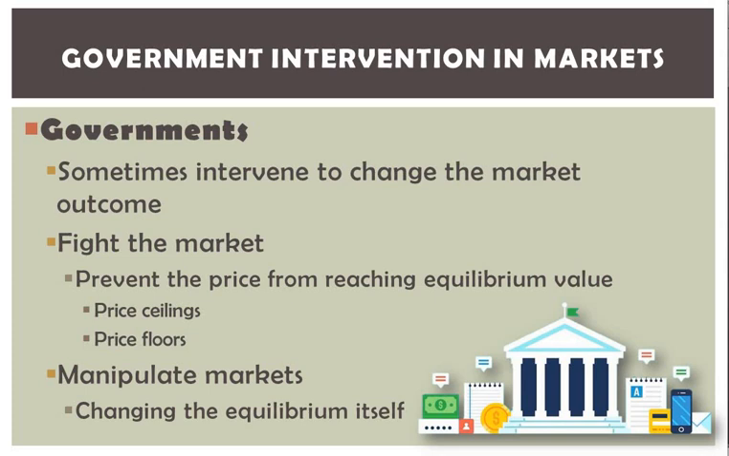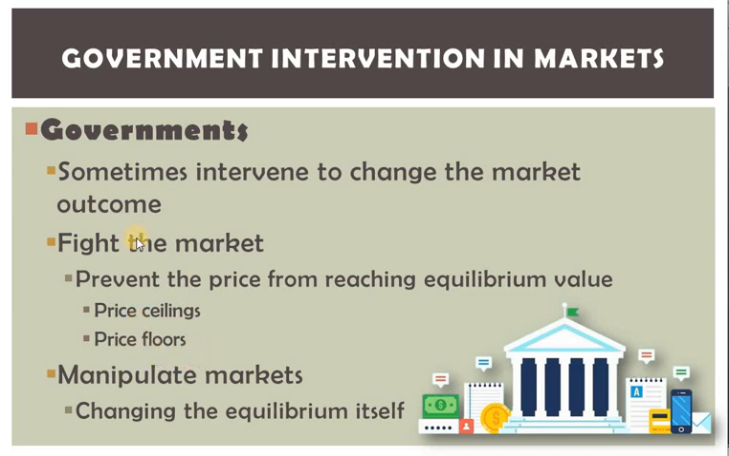Why? Because those commodities are necessities. Okay? So that's why government always takes a look at the prices. So, yun yung sinasabi ko. So, paano po nagkakaroon ng intervention? Government prevents the price from reaching equilibrium value. Through what? Through price ceiling and price floor.